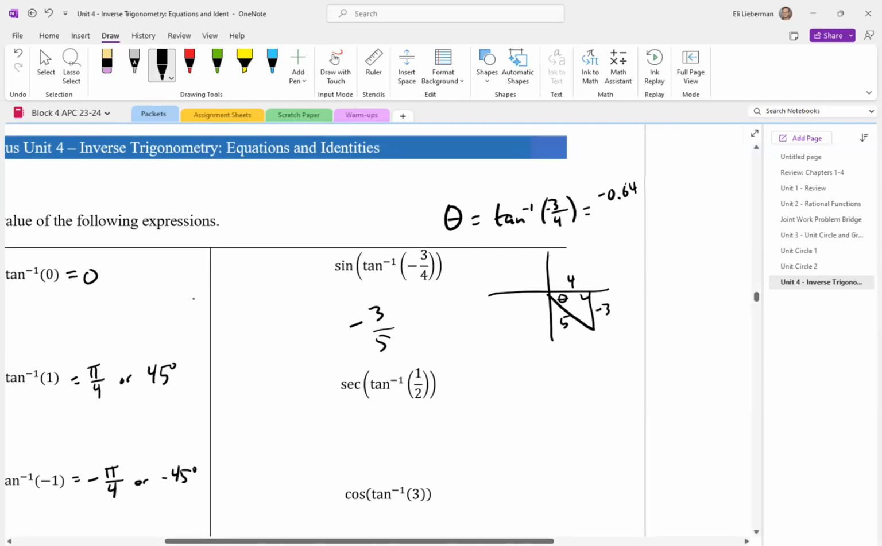Definitely not degrees. That'd be a tiny little angle, wouldn't it? Radians. Okay, and about negative 36.87 degrees. Were we all able to get both of these?